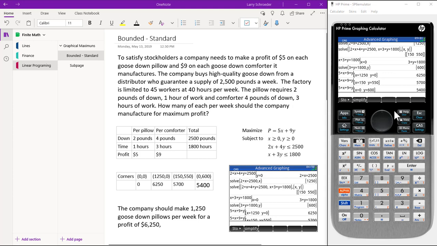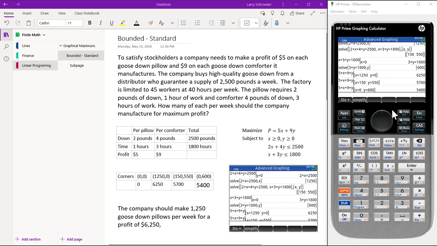In this video, we do the graphical approach for a maximum bounded standard. To satisfy stockholders, the company needs to make a profit of $5 on each goose down pillow and $9 on each goose down comforter it manufactures.